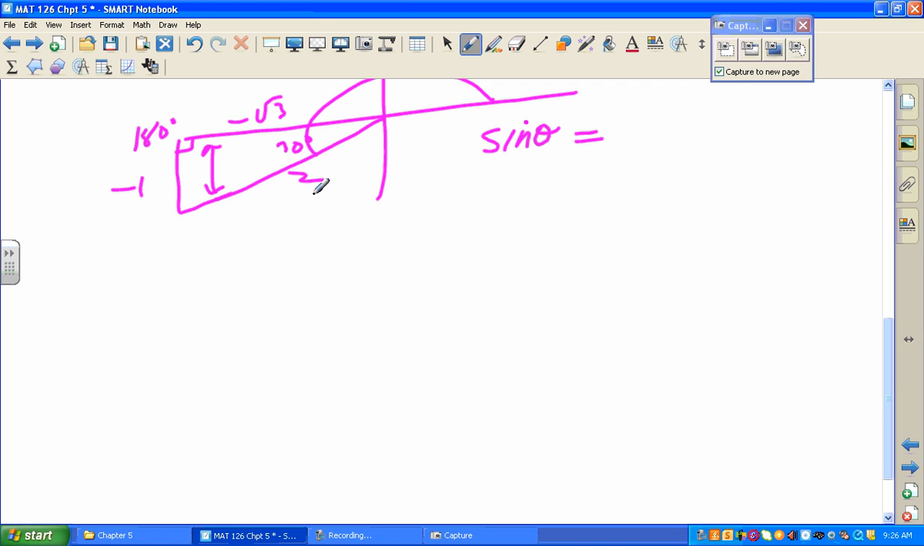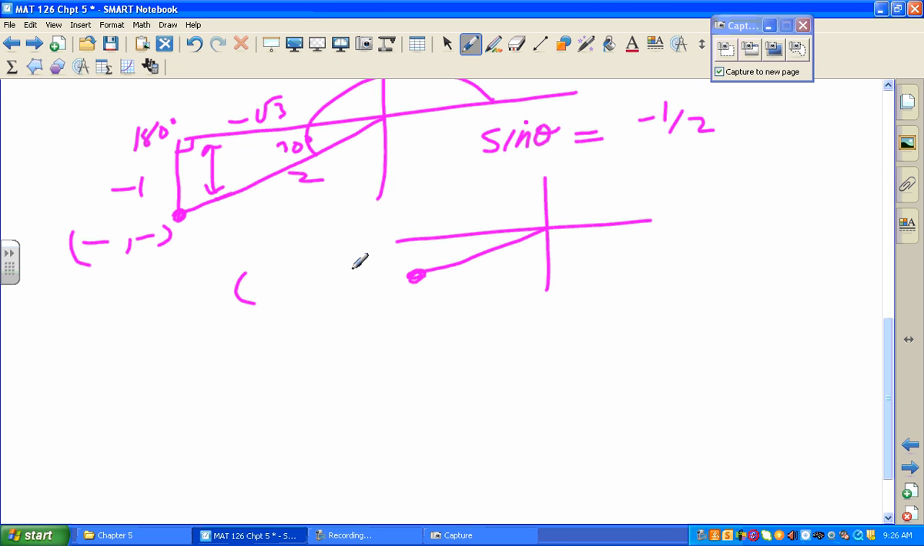I said x and y have to be positive and negative because a point in the third quadrant has a negative x and a negative y. Sine of theta is opposite over hypotenuse. Josie looked on her unit circle at 210, saw these 2 points, negative root 3 over 2, negative 1/2. She picked this one, which is the cosine. I clearly asked for sine, and the answer is going to be negative 1/2. Okay?